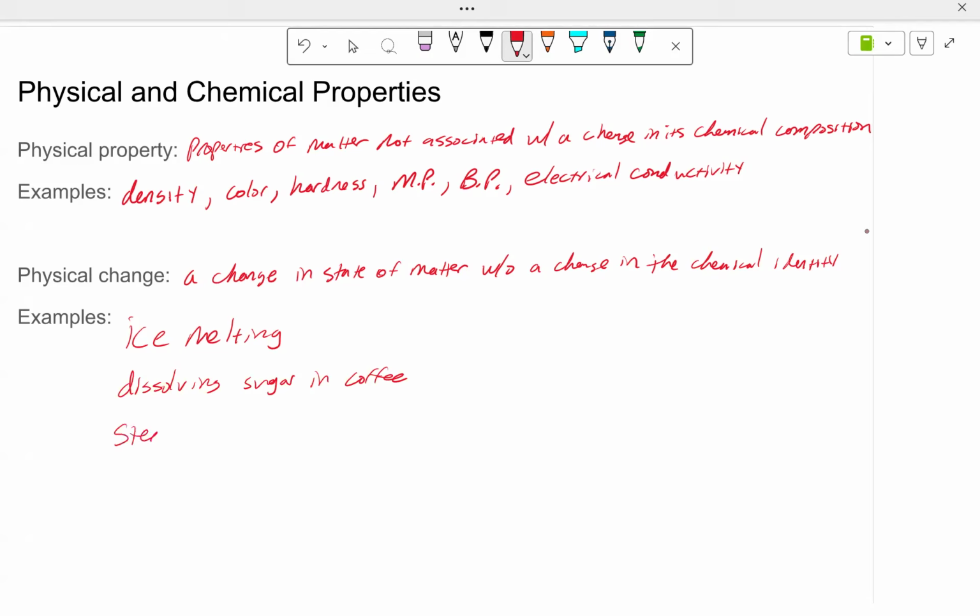Or like, for example, steam condensing, so liquid water. Steam is gaseous water. When it hits a cold surface, it will condense and just go to liquid water. It still has the exact same properties. Steam has the same properties as liquid water does. It hasn't changed its identity.